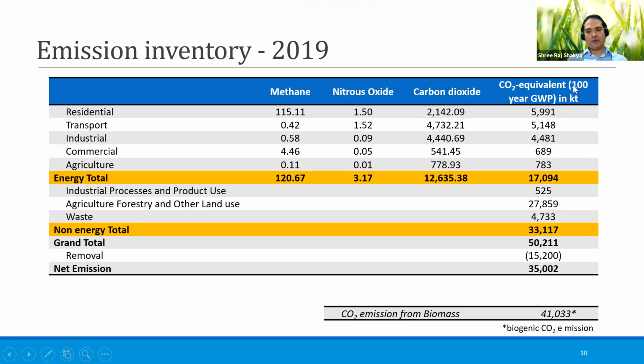So it has been found that in 2019, the total GHG emission is nearly 15.2 million tons CO2 equivalent, where energy sector constitutes nearly 1/3 of the GHG emission, and remaining by non-energy sector. In addition, the GHG sink, carbon sink is somewhere around 15.2 million ton, which is basically from this forestry sector.